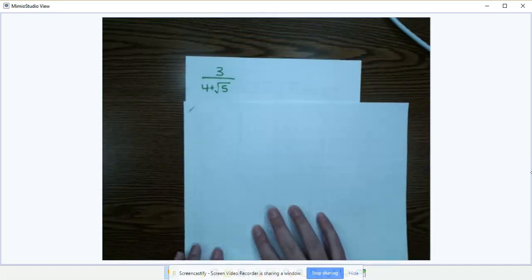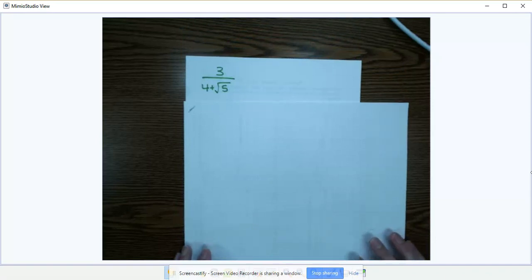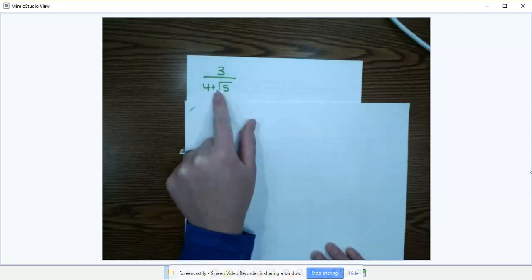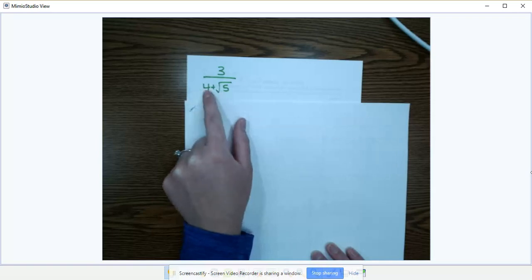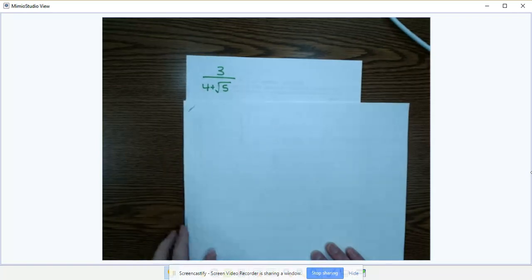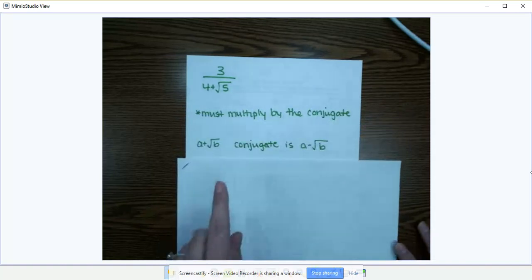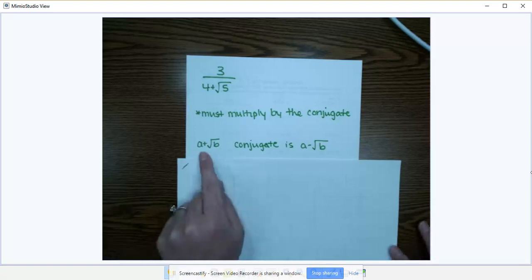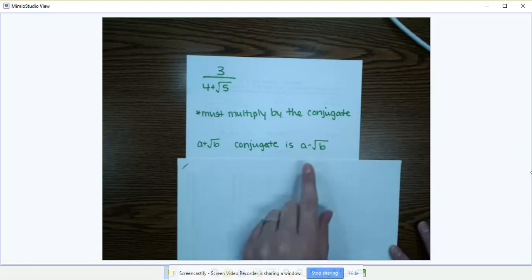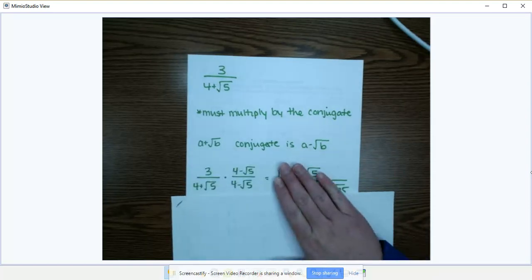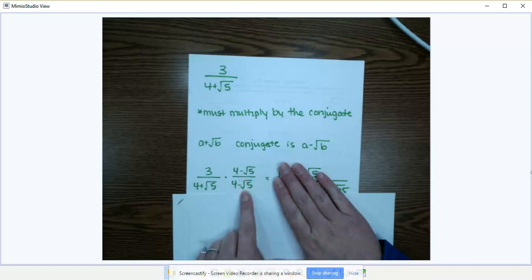Okay, this one looks a little different. It's 3 over 4 plus root 5. We can't just multiply by root 5 over root 5 because we would have to distribute to the denominator and we would have a square root left over. So we're going to introduce something called a conjugate. The conjugate looks almost the same except it has a different sign. So if we have a plus root b, our conjugate would be a minus root b. So we would have to multiply by 4 minus root 5 over 4 minus root 5.